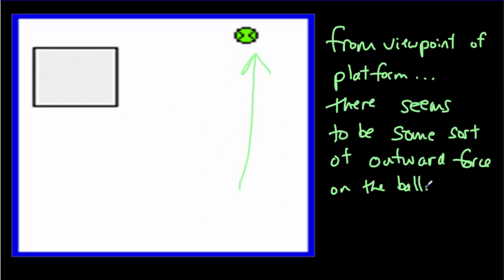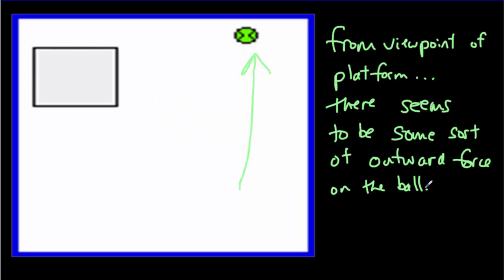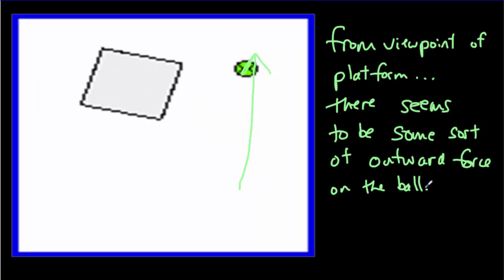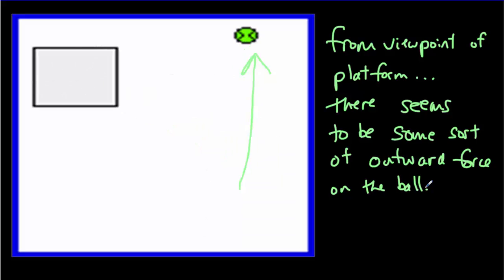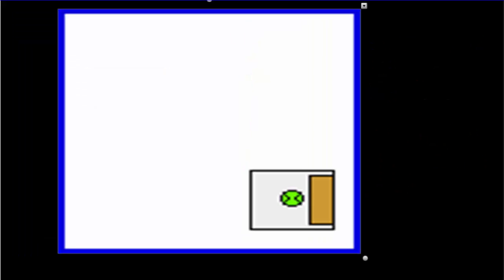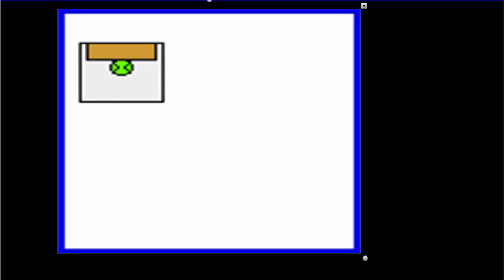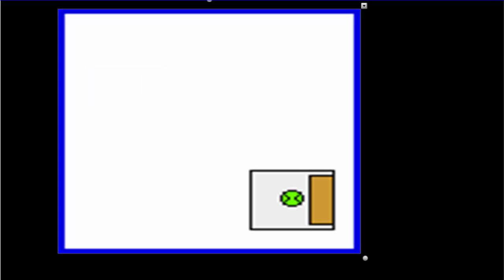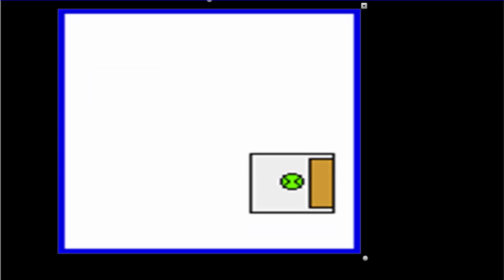However, if we're more objective and we step outside of that accelerating reference frame, then it's clear that there's simply no external force on the ball, so it continues to move in a straight line because of its inertia. So if we want to prevent the ball from going in a straight line, we've got to exert some sort of force on it. And that's what the brown wall is doing here. It's exerting a force on the green ball, causing it to move in a circle with the platform.